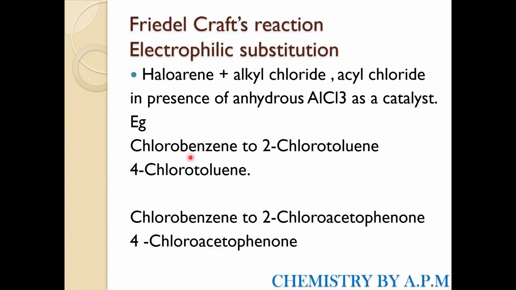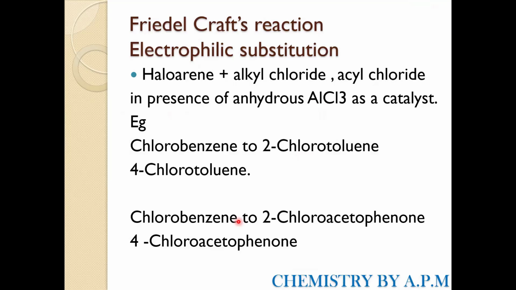So two examples I cover here. First is the chlorobenzene to 2-chlorotoluene and 4-chlorotoluene. Here the reactant is the chlorobenzene. You are supposed to give the synthesis of the 2-chlorotoluene and the 4-chlorotoluene here. Another example is one. The first is the alkylation and the second is the acylation. Only the thing is that in alkylation, an alkyl group is there, and in acylation, an acyl group is there. That is, the carbonyl functionality is there. So the second example is the synthesis of 2-chloroacetophenone and 4-chloroacetophenone from the chlorobenzene.